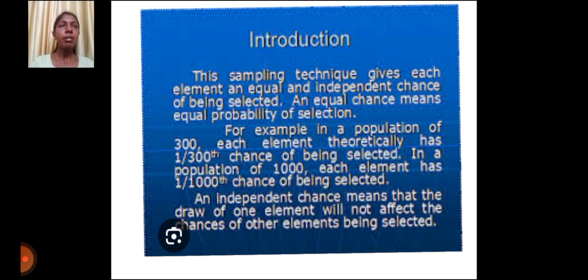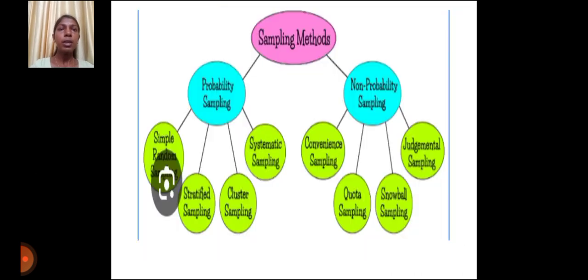These sampling techniques give each element an equal and independent chance of being selected. An equal chance means equal probability of selection. For example, in a population of 300, each element theoretically has a 1 by 300 chance of being selected, and in a population of 1000, each element has a 1 by 1000 chance. An independent chance means that the draw of one element will not affect the chance of other elements being selected.